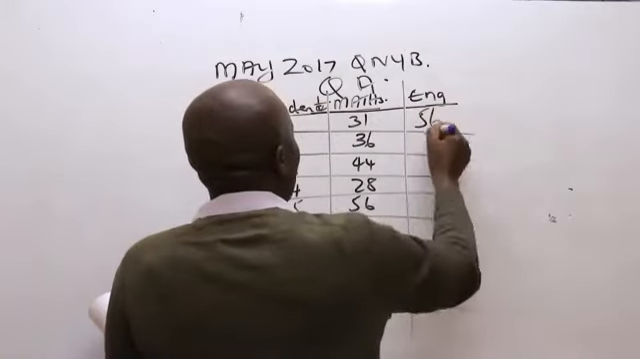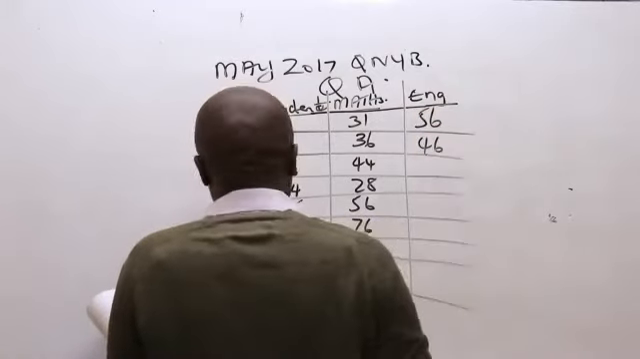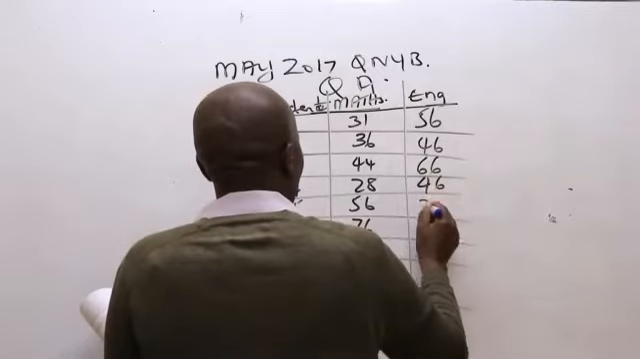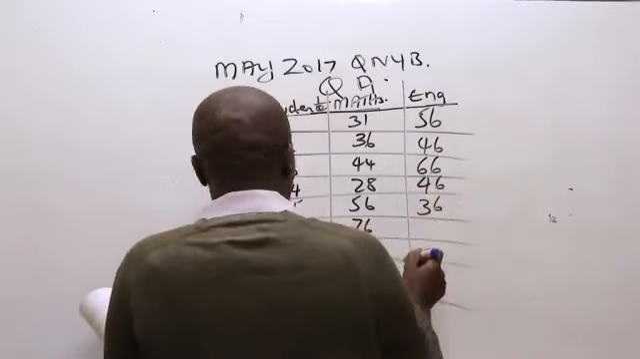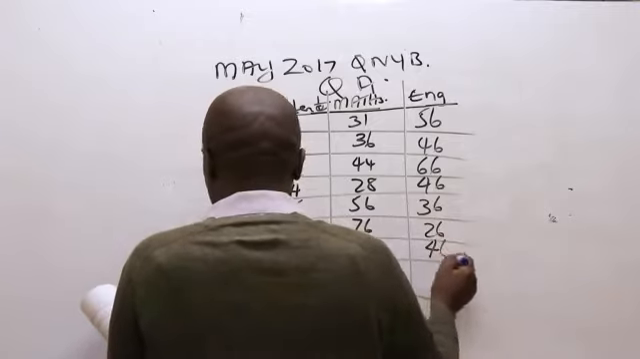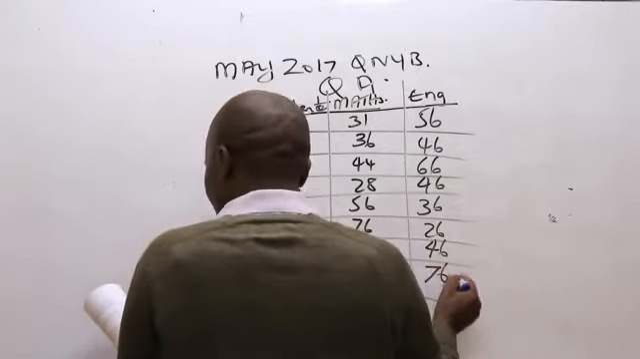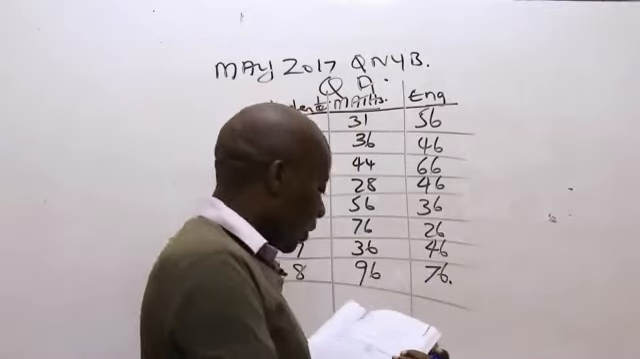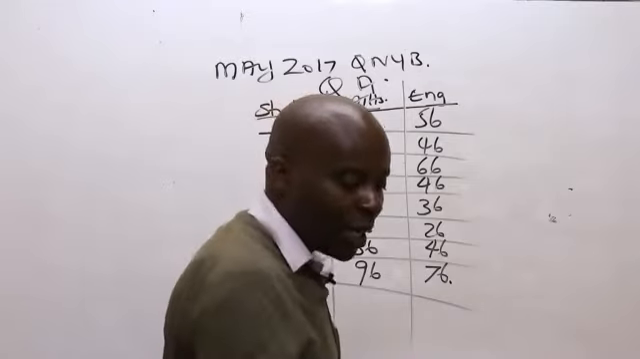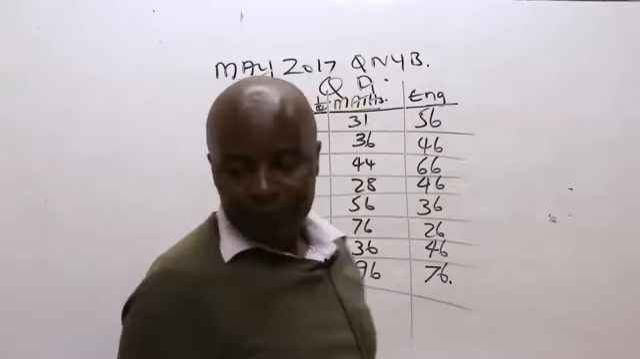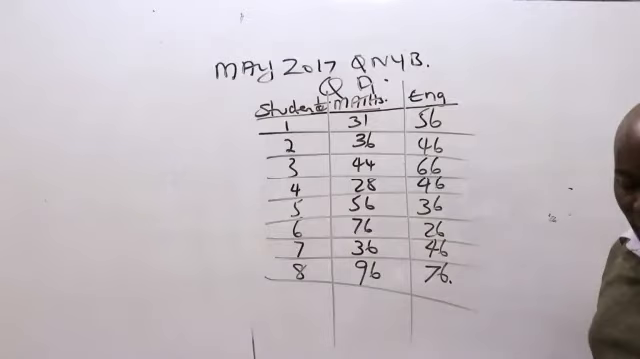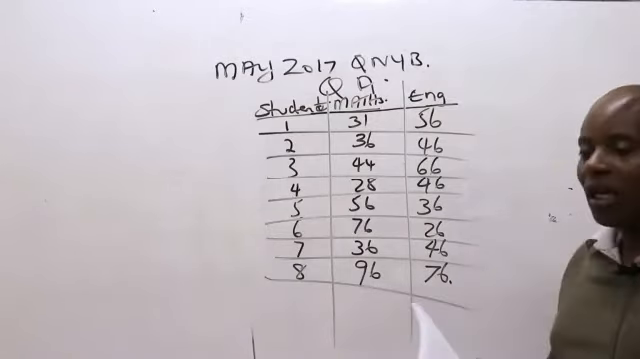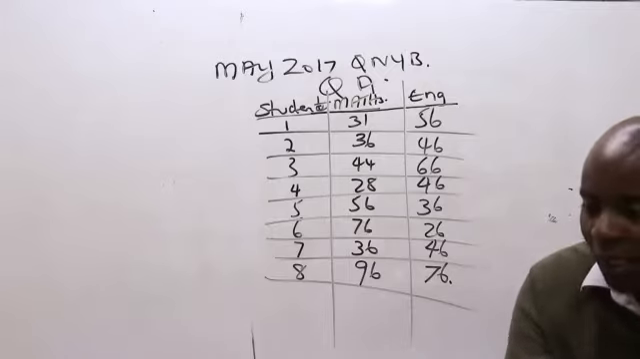So we have 56 here, 46, 66, 46, 36, 26, 46, we have 76. Then they want us to give them the rank coefficient of correlation and interpret our answers. So you see, ladies and gentlemen, if it is the rank coefficient of correlation, we can't subtract.